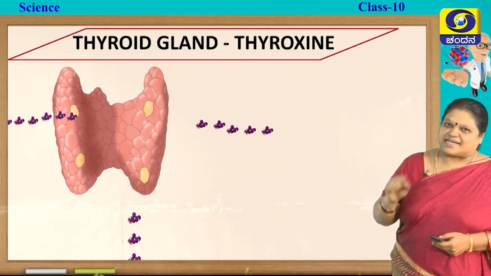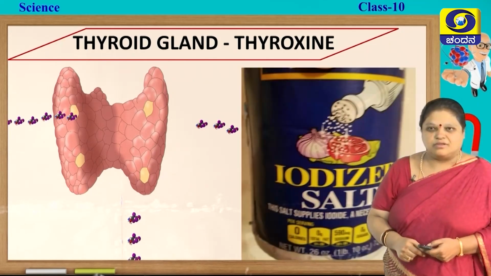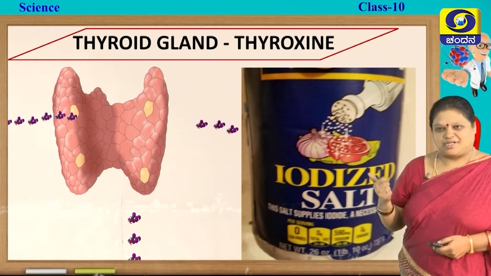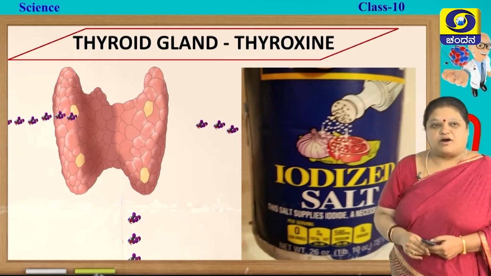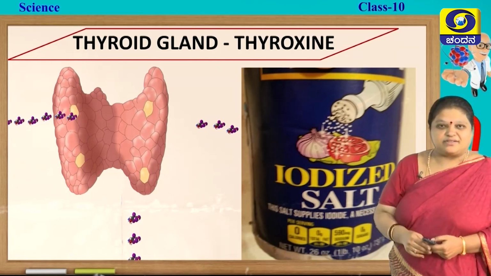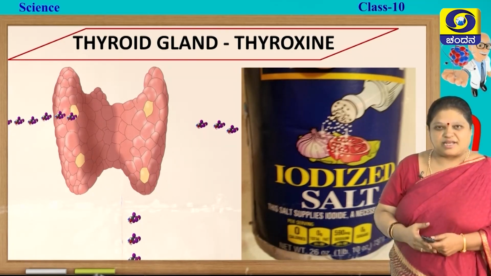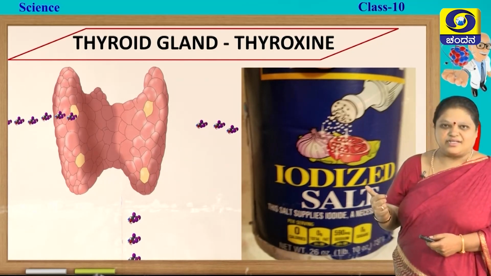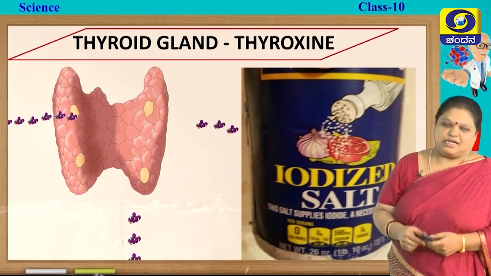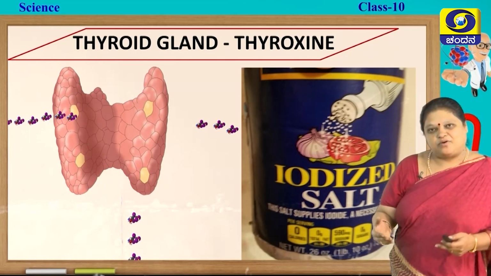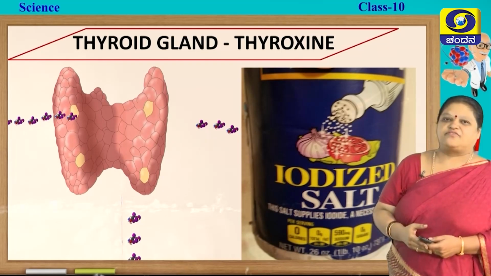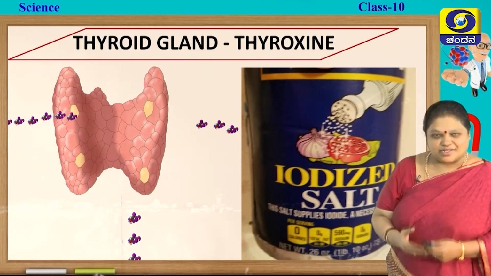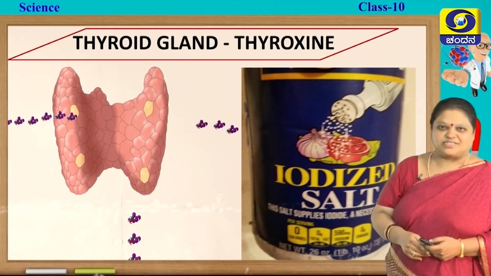If it has to be secreted in appropriate amounts, you need iodine. Where do you get this iodine? Of course, iodized salt. The government has promulgated a law that the salt you are selling should be fortified with iodine. So, this iodized salt is important. In coastal regions, the people who have seafood will have enough iodine, but what about the other people who are not in the coastal region? For their rescue, this iodized salt is present.